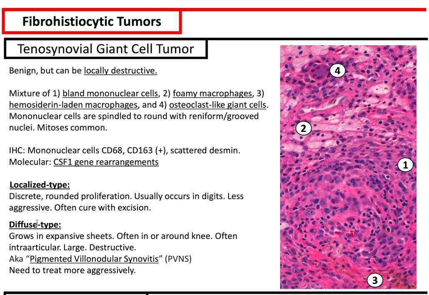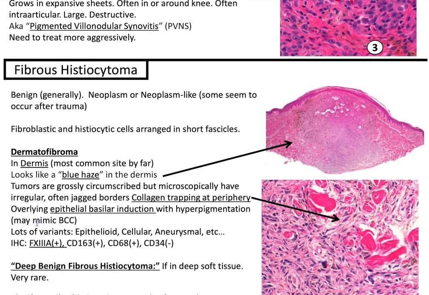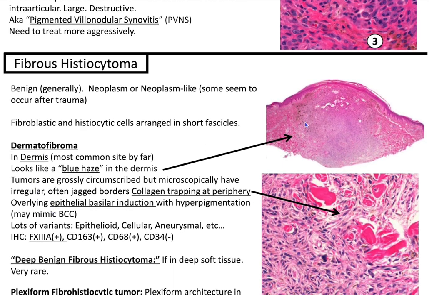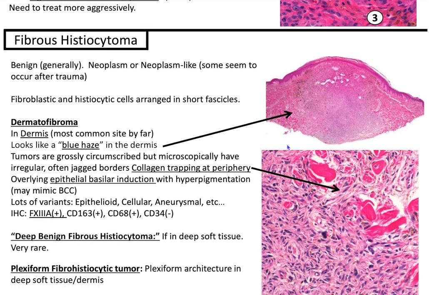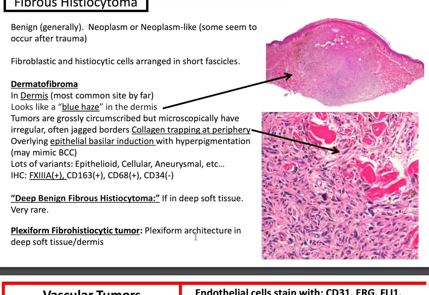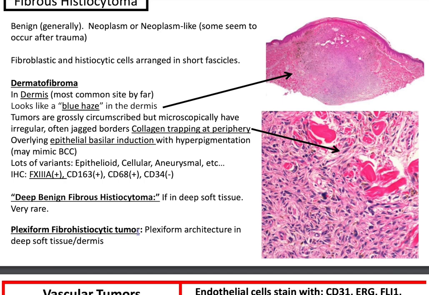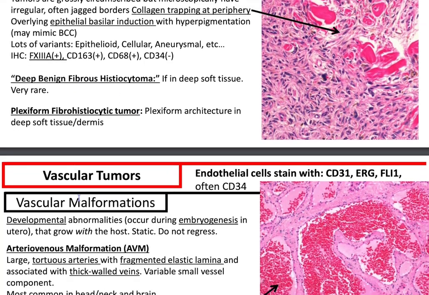You can have your localized type, diffuse type, fibrous histiocytoma in the dermis. You have your DF. Remember, it looks more heterologous than your DFSP, which is more monomorphic. You can have your plexiform fibrohistiocytic tumor and deep benign fibrous histiocytoma.